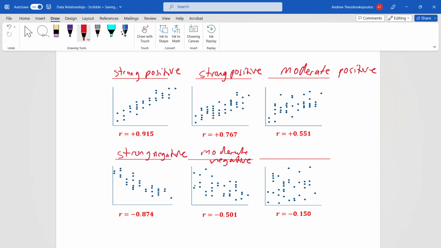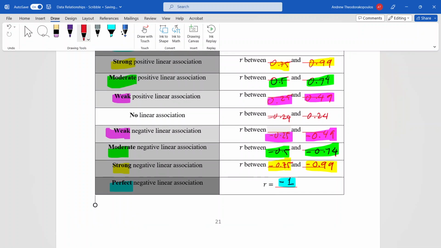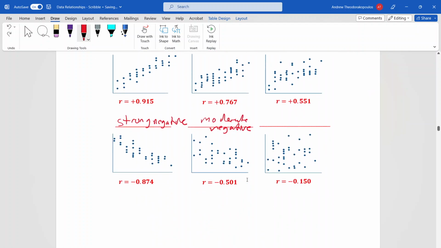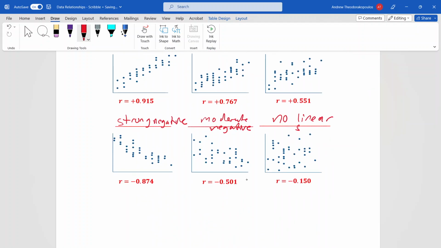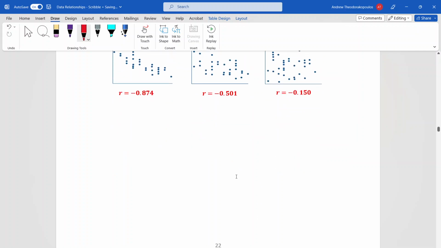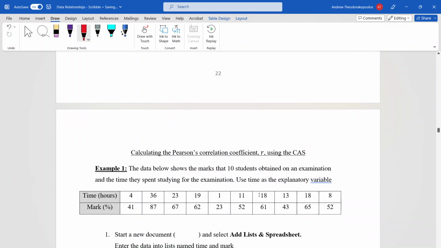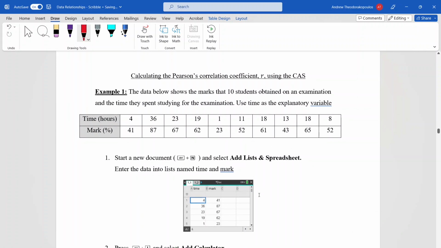And lastly, this here is negative 0.150. So where does that fall in this group? That falls in this section here, which means no linear association. Awesome. Alright, so let's now practice using our CAS to calculate the R value.